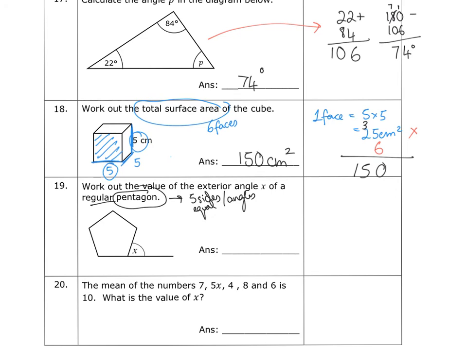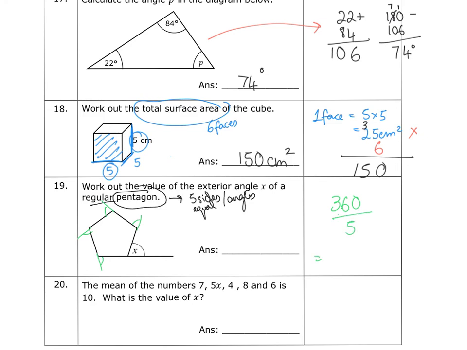So let me give you the shortcut method. I'm going to remove all of this. We are to find the exterior angle. Now what do we know? We know that the exterior angles of polygons always add up to 360. And we have 5 exterior angles because we have 5 sides. So basically it's 360 divided by 5.